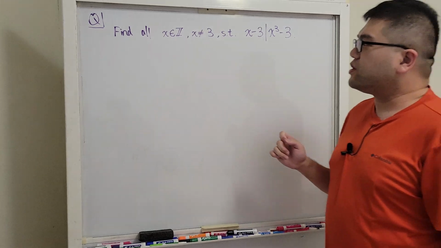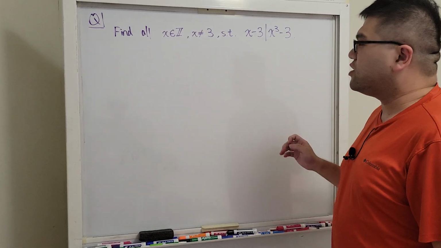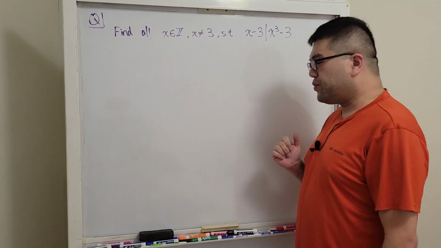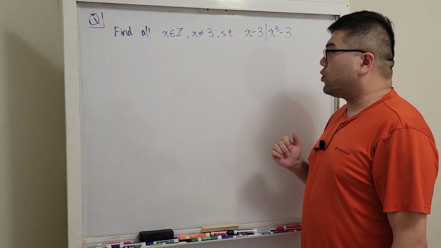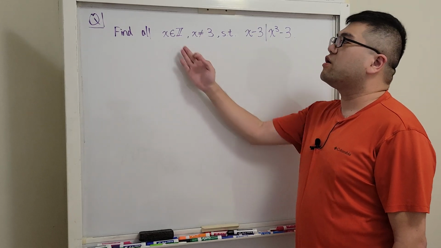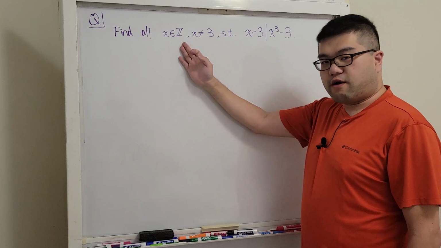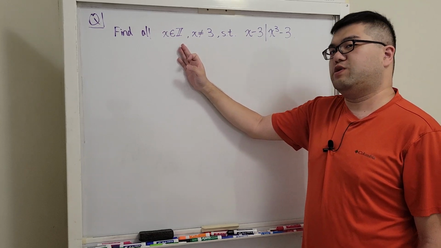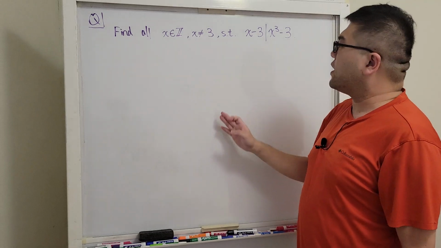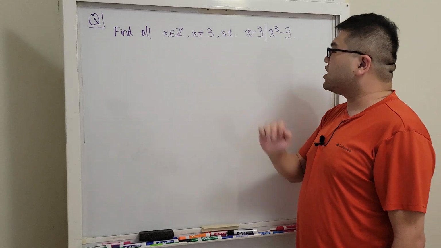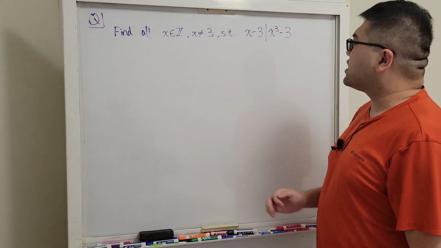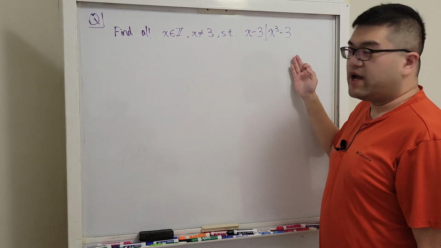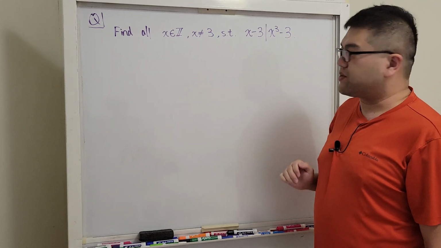So this time we're going to do a problem that is a little bit similar to the previous video. We're going to find all the possible x that are integers. In this case we do include negative integers and 0, and we have a condition that x is not equal to 3, such that the expression x cubed minus 3 is a multiple of x minus 3.